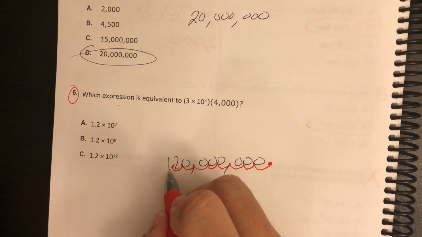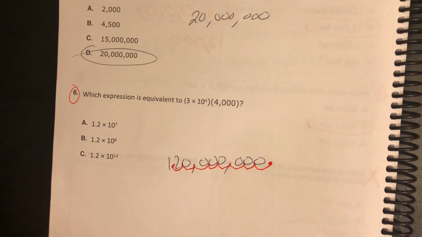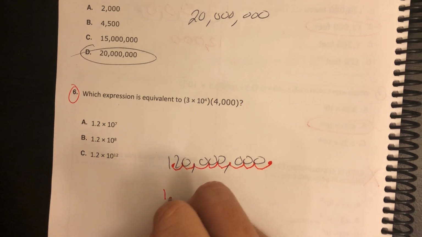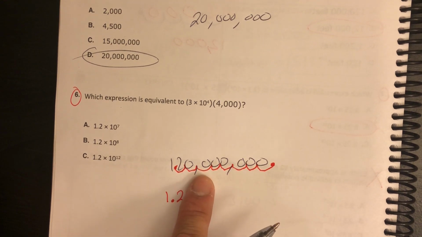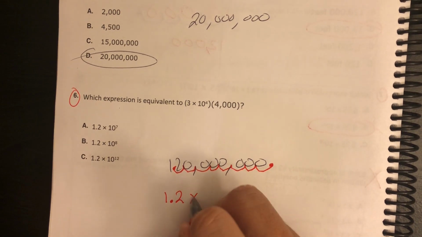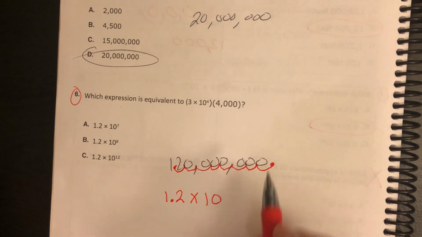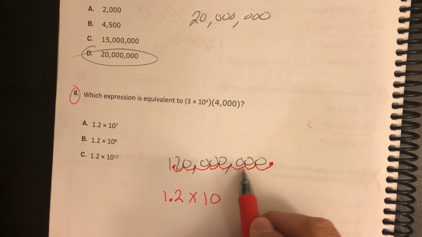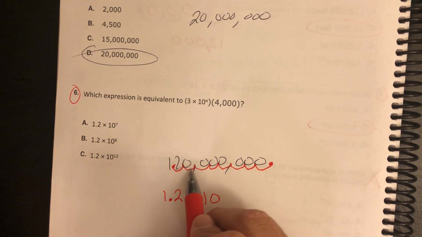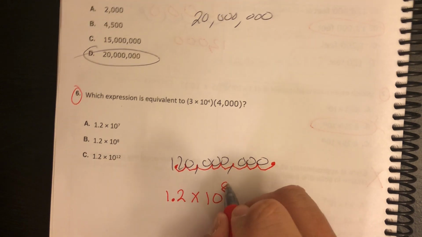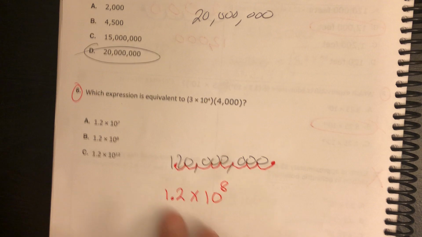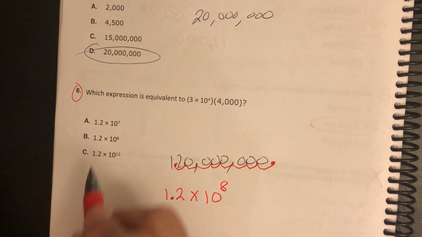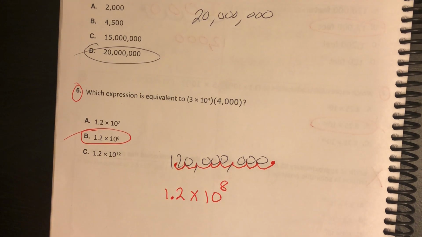Okay, and so I'm going to stop between 1 and 2. So that leaves me with 1.2. I don't have to add the zeros because they're going to be implied with the exponent, times 10 to the power of, that will be 1, 2, 3, 4, 5, 6, 7, 8. And it's a positive 8 because we're dealing with a big number. So clearly my answer is answer choice B.